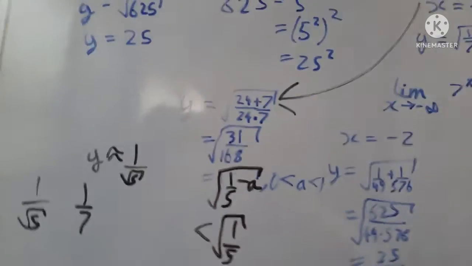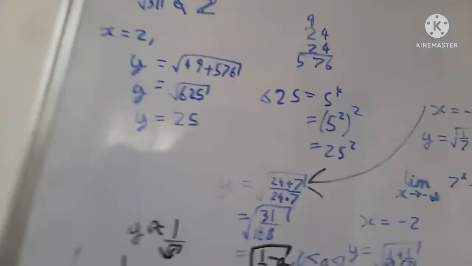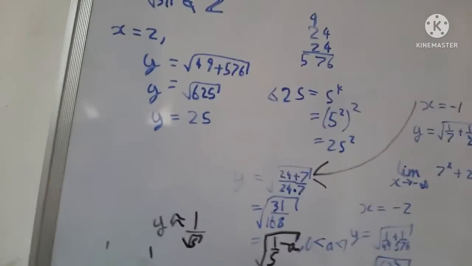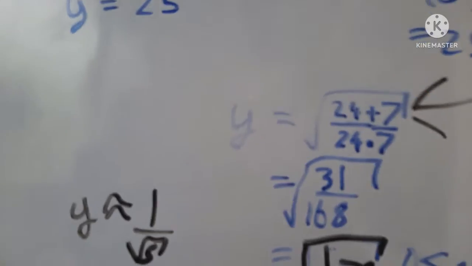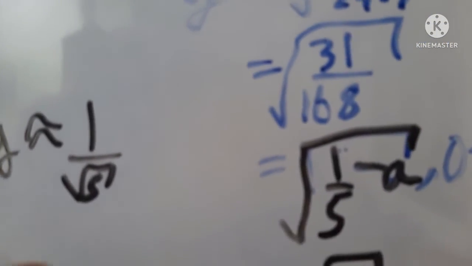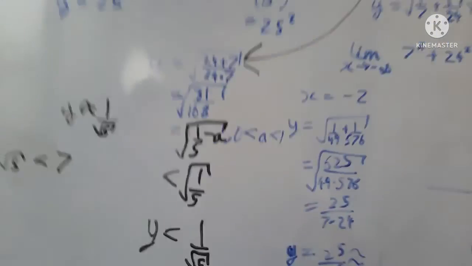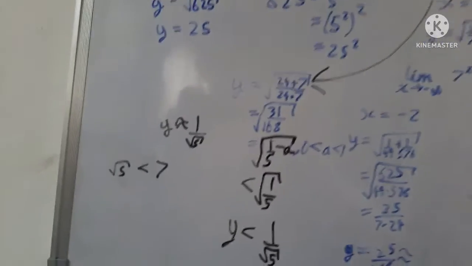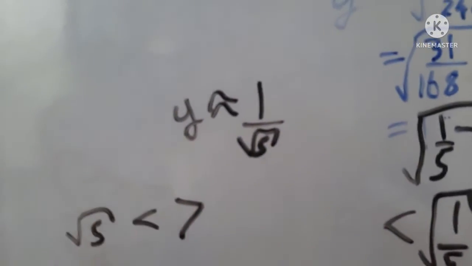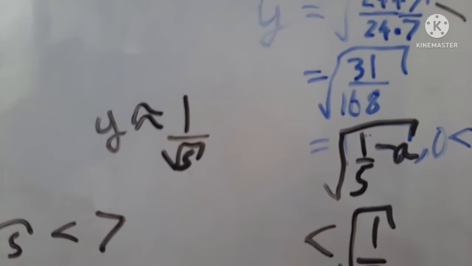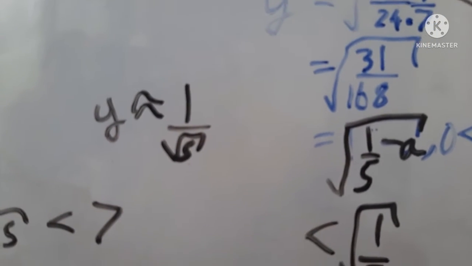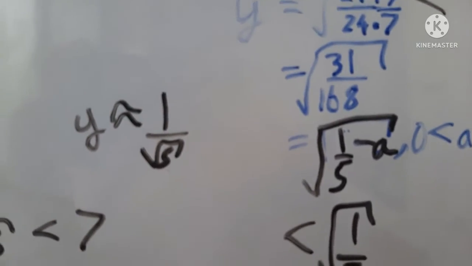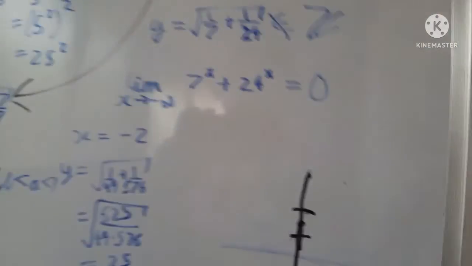Okay, let's not write that. That's really bad to write. So we're going to use this statement, right? Because we know that the square root of 5 is surely less than 7. We know that for sure. Therefore, we can say that 1 upon the square root of 5 is going to be more than 1 upon 7, which means we have proved that this graph is going to decrease as it goes down.